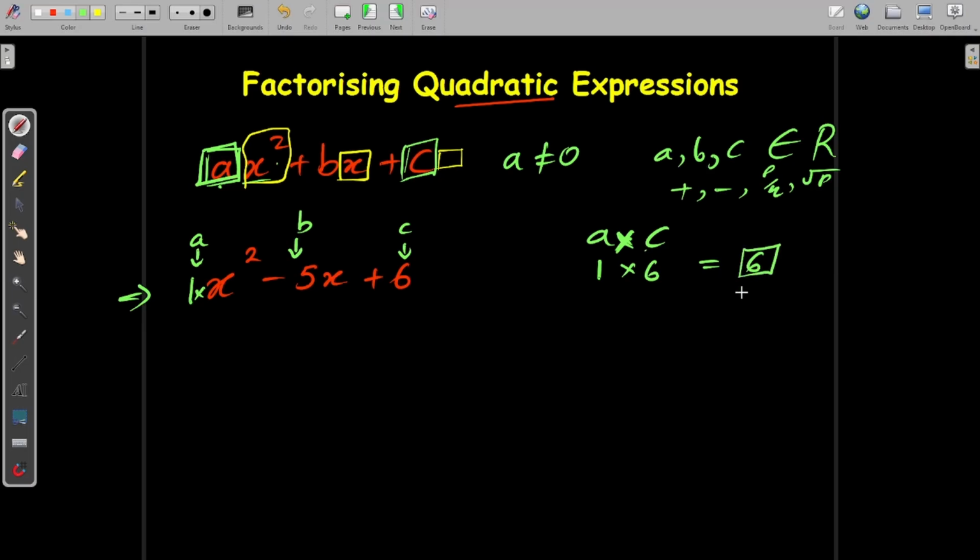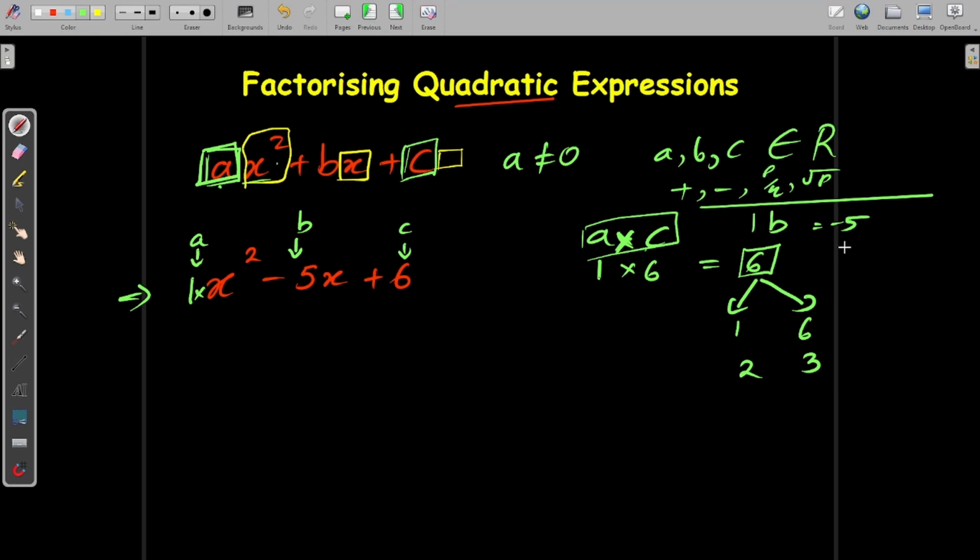after writing 6, you should be able to build b by the factors of this multiplication of a and c. So how to build b from this? b is minus 5. So how to create b from this 6? We have to think of the factors of 6. 6 can be written as 1 times 6 or 2 times 3. But none of these add up to minus 5.